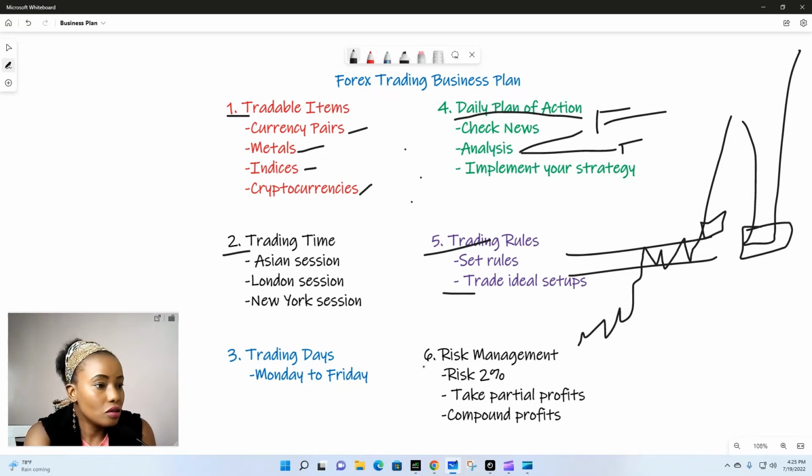Lastly, but not least, number 6 is risk management. Of these six items that you're going to pen down in your business plan, risk management is the most important.